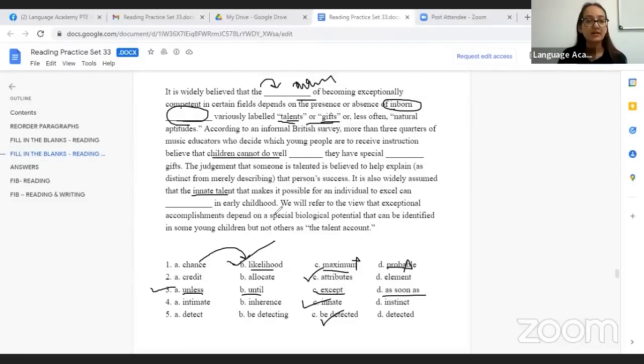The first one: chance, possibility, likelihood. The least academic option is chance, more academic is possibility, and the most academic is likelihood. The second answer should be plural. That is why it is attributes. Others are singular. Third one, they cannot do well unless they have a special gift. So unless means this is the condition to do well in life. And special, which gifts is the topic going on? Innate gifts means something you are born with. And then we can detect these talents in childhood, in early childhood. So we can say can be detected in early childhood.